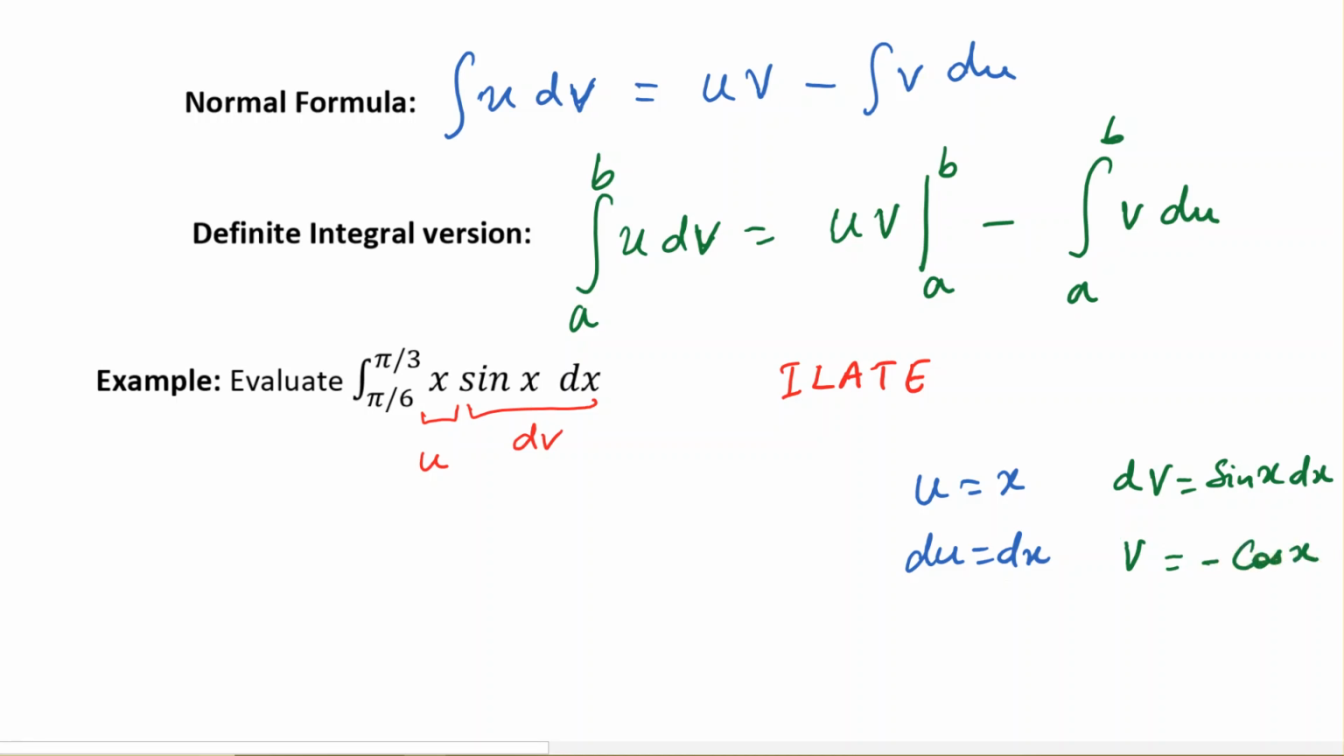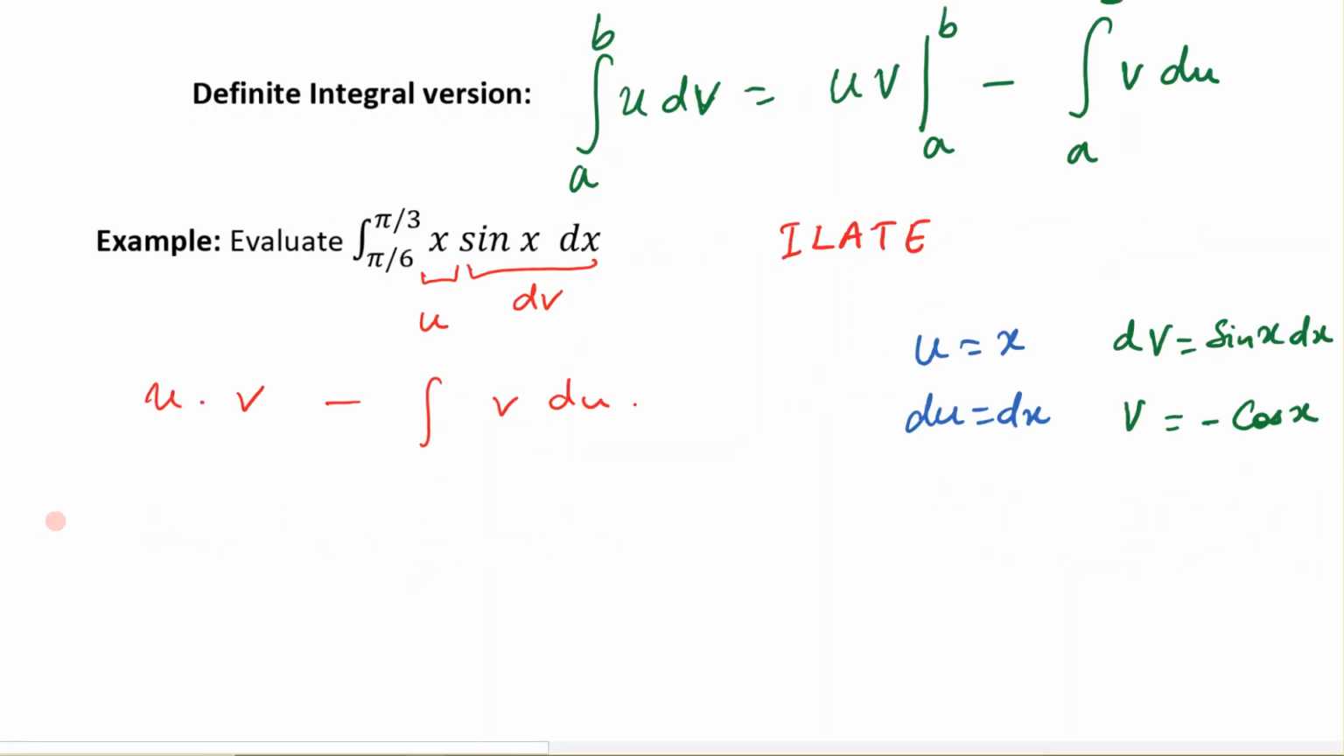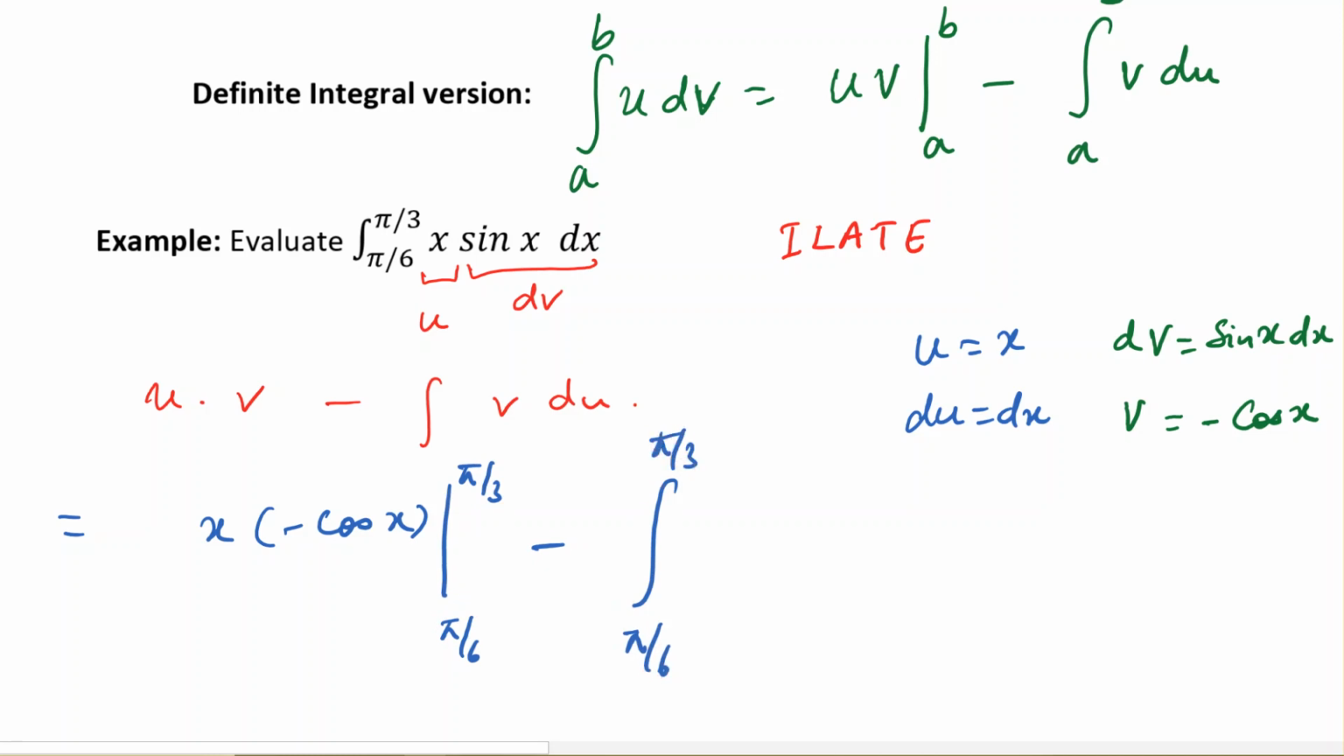And now we're going to use the formula. We're going to use u times v minus integral of v du, and we're going to use our limits. So we get u, which is x, times negative cosine x, and the limits are from pi over 6 to pi over 3, minus the integral from pi over 6 to pi over 3 of cosine x dx.